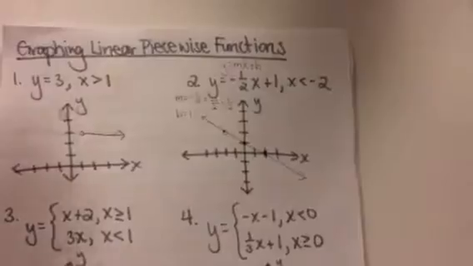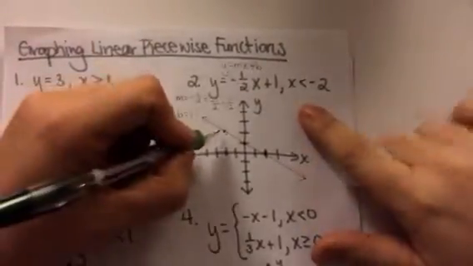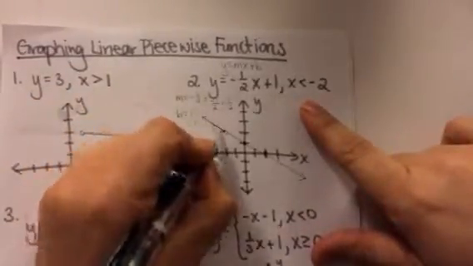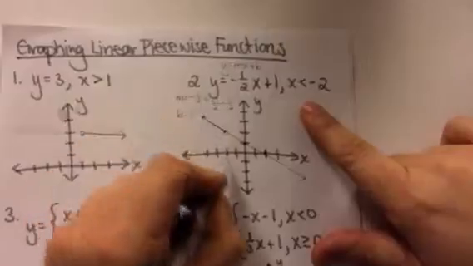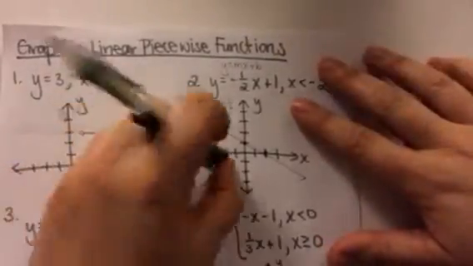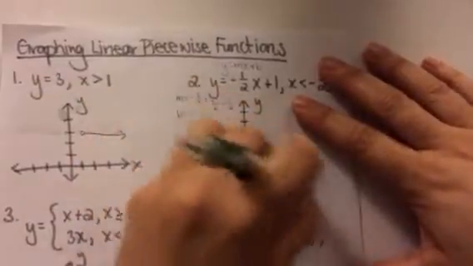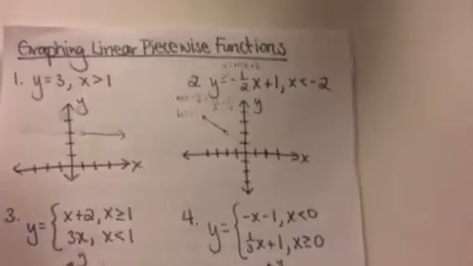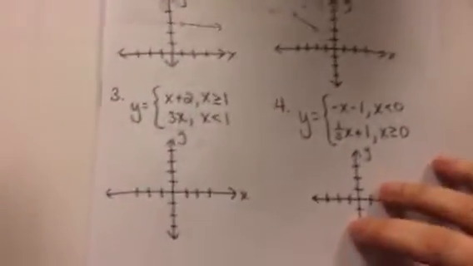We'll do one of the equal bar problems in a minute. Less than this time. This one was greater than, so we went to the right. This one is less than, so I want everything to the left. Smaller than -2, like -3 and -4 and -5, etc., to the left. And then I'm going to erase all the other stuff. Easy peasy.